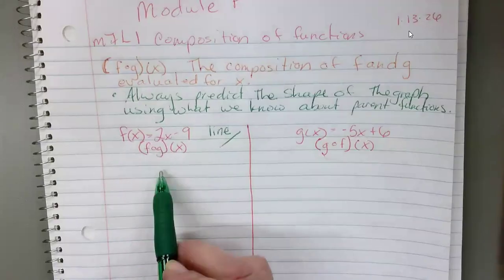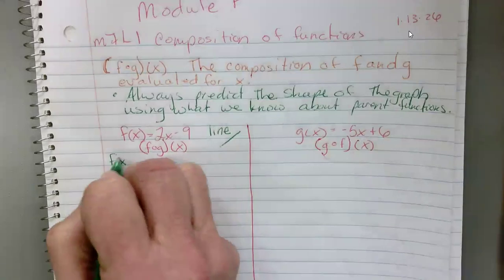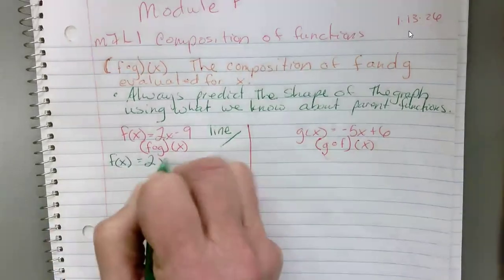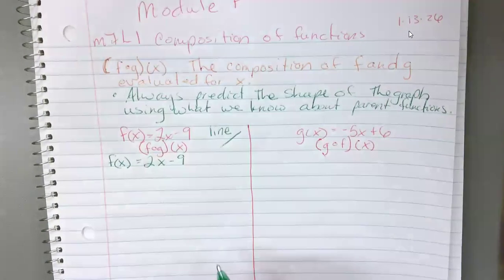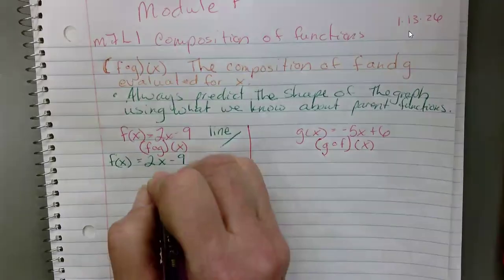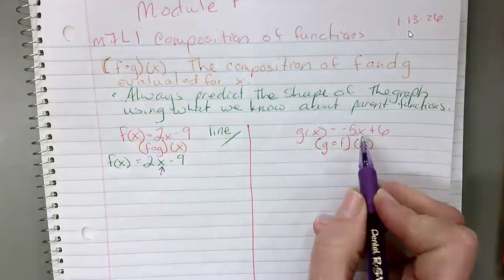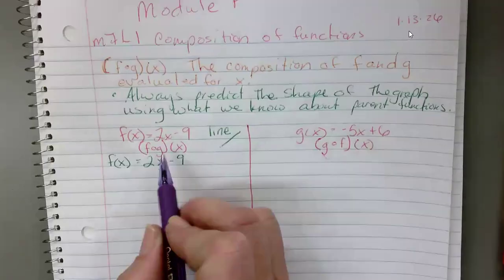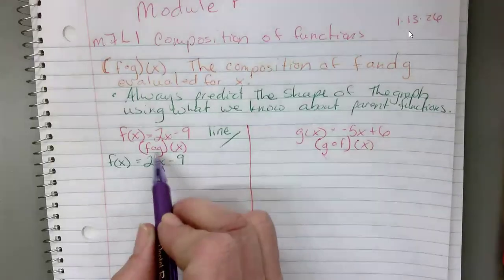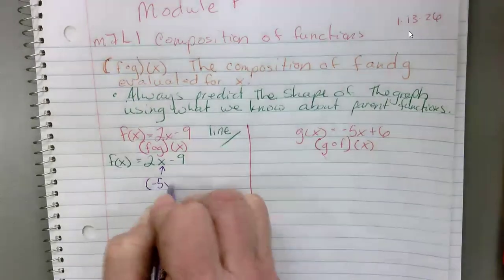Number 4, write the first equation. So I'm going to write f of x equals 2x minus 9. Number 5, draw an arrow to any of the x's with the second equation. So I'm going to draw an arrow to that x with my second equation, which is the g. It is second because it's second in the composition instructions. And so I'm going to write minus 5x plus 6.